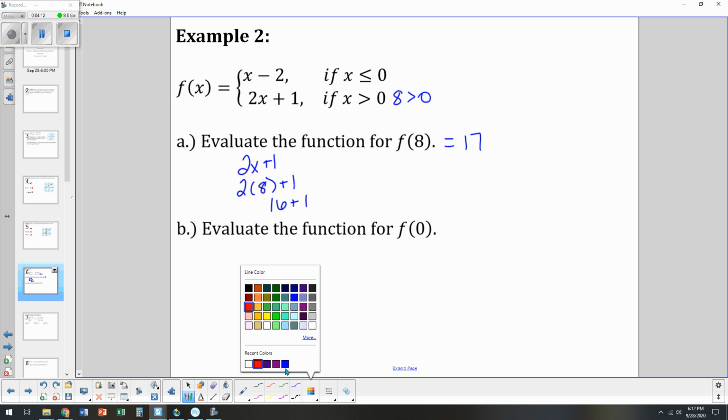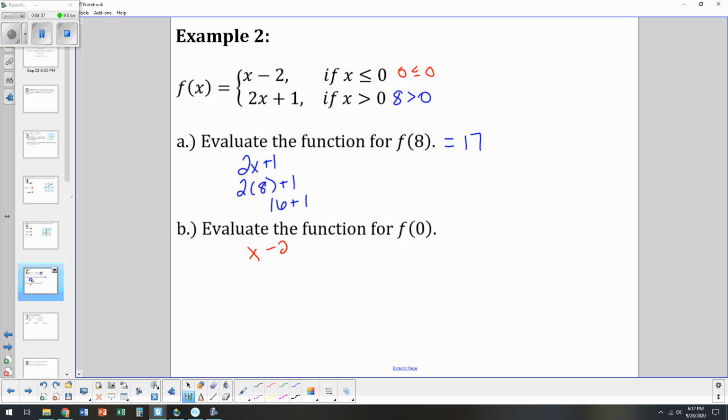For b, I want to evaluate it when x is 0, right? So I look here, and 0 is in both of them. So I want it when 0 is equal to it. That's going to be my top equation because 0 is less than or equal to 0, right? 0 is not greater than 0. 0 is less than or equal to 0. So that means I'm going to plug it into x minus 2. So that's going to be 0 minus 2, or negative 2.